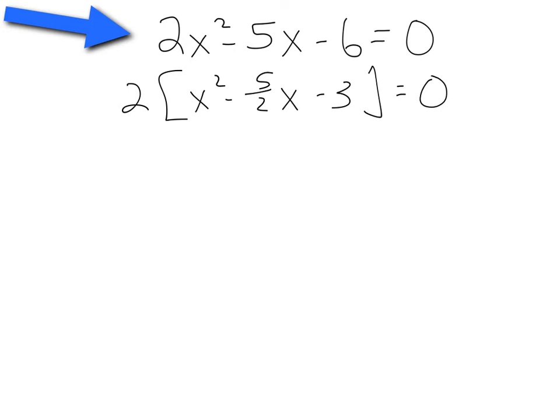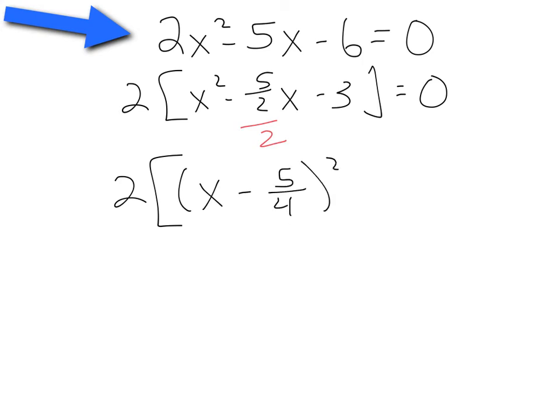Okay, now we're going to follow the steps as the other examples, okay? So you're going to divide the middle number by 2. So now we're left with 2 parentheses x minus 5 over 4 squared. Okay, you're going to drop down that minus 3, and again you're going to subtract this number squared, so that would be minus 25 over 16. Okay, and we close the bracket. Alright, now we want to simplify that.